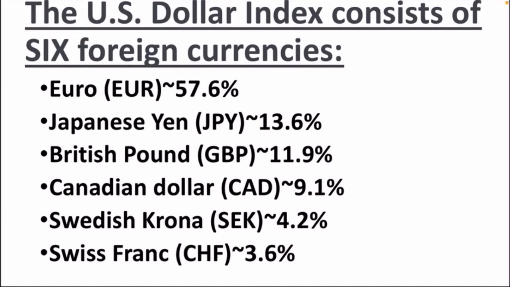Now, what are the other major currencies that we're talking about here? We have the list here. We have the euro, which is 57.6%. Then we have the Japanese yen. We have the British pound. We have the Canadian dollar. We have the Swedish krona, and we have the Swiss franc. All this basket of foreign currency are usually used relative to the value of the US dollar to determine the direction of the forex market.